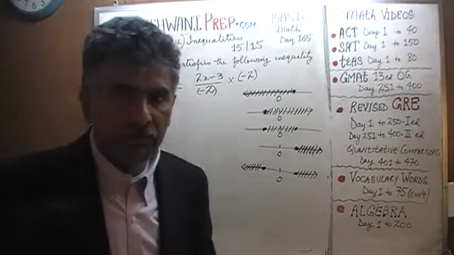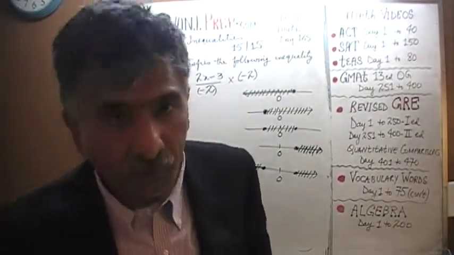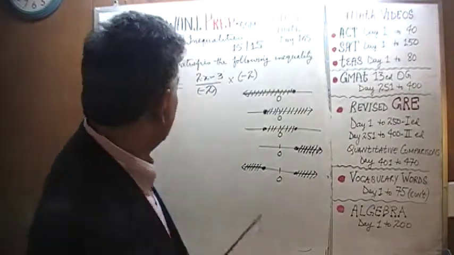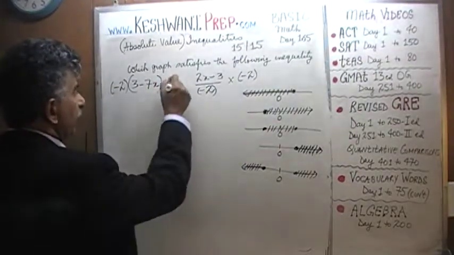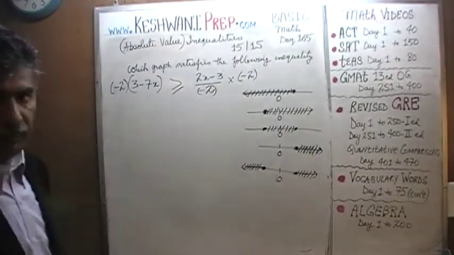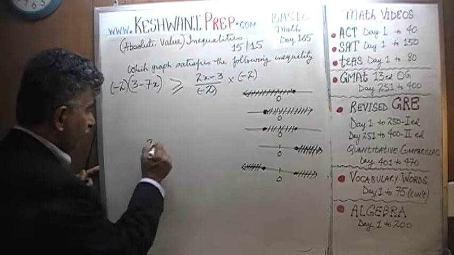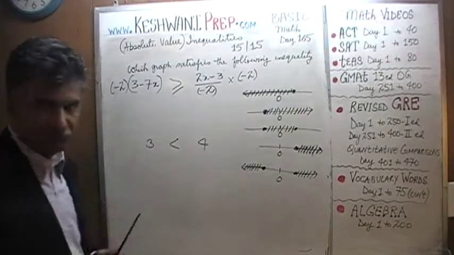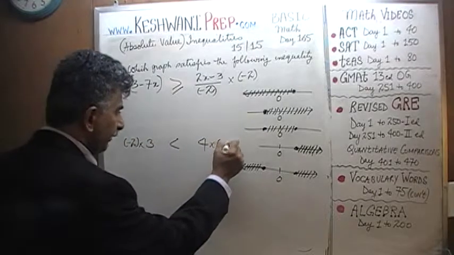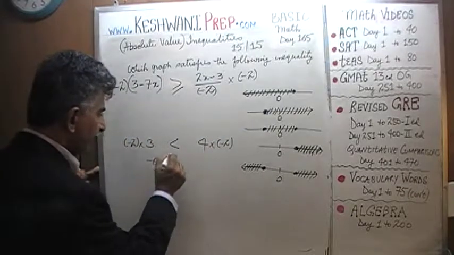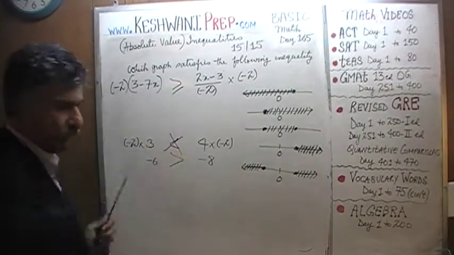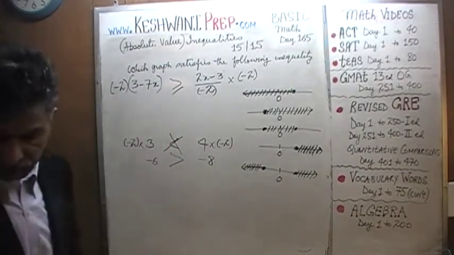As soon as we multiply or divide an inequality by a negative number, we have to immediately remember to switch the direction of the inequality. 3, of course, is less than 4. But if you multiply both sides of the inequality by a negative 2, then negative 6 is actually greater than negative 8. The direction has to be switched. If we leave it like this, it is going to be wrong. We have to switch the direction, which we just did.